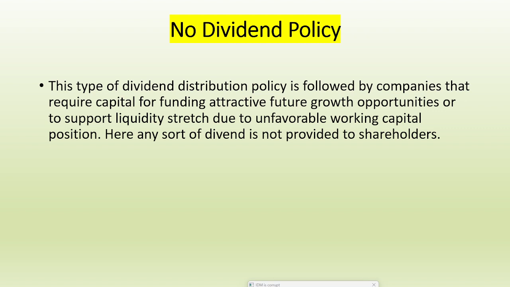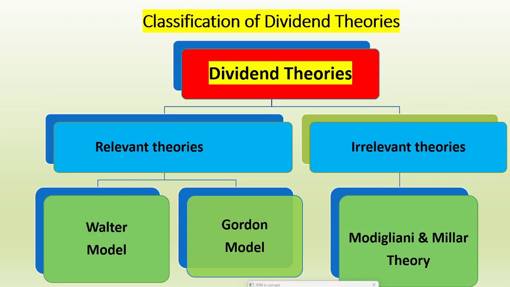Means the reasons behind the no dividend policy can be their reinvestment of the money. One can be that they want to reinvest in the working capital. Then the working capital position of the company is not good, and this type of dividend is not provided to the shareholders. Means here not a single rupee of dividend, or any form of dividend, will be provided to the shareholders.